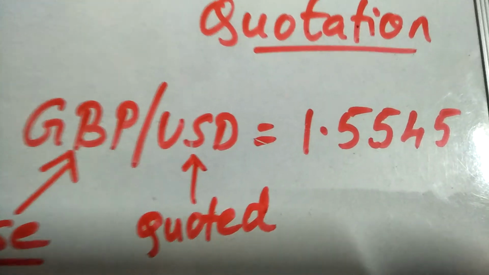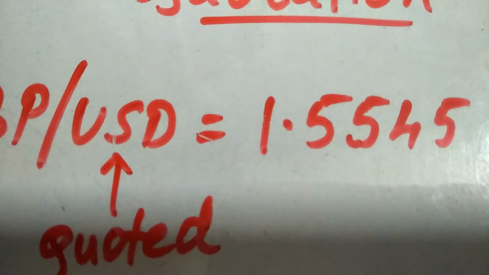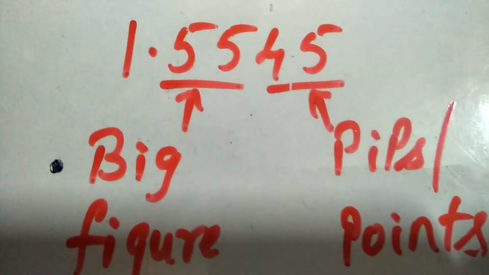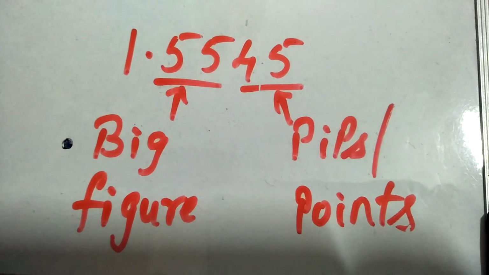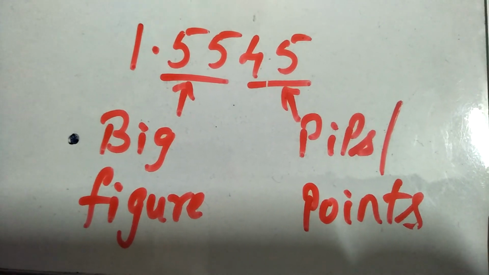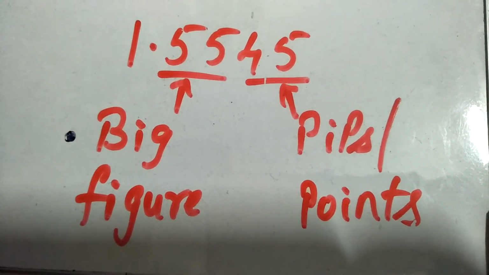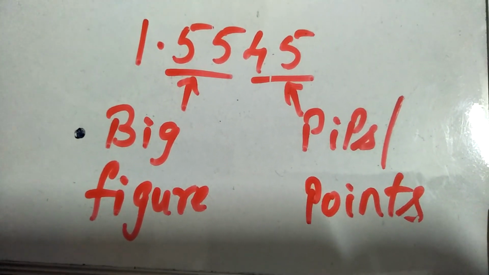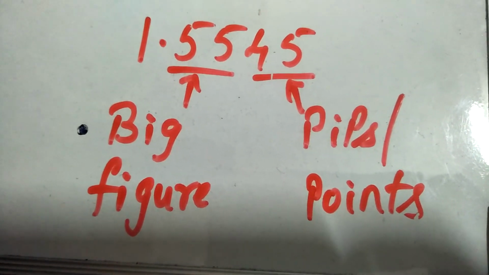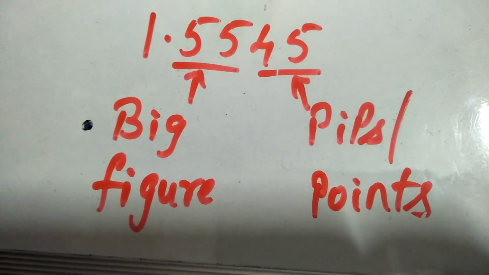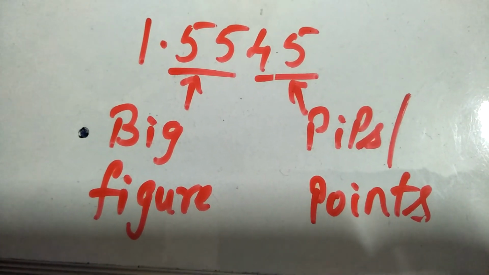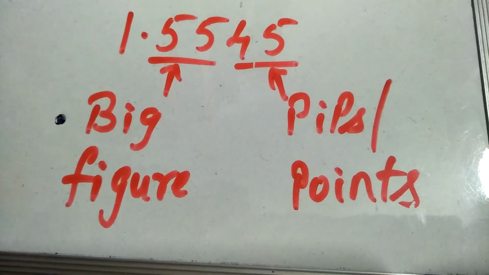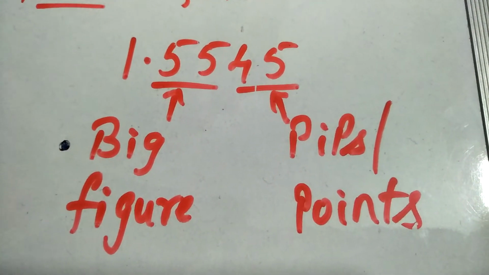Now again, let us look at this figure of 1.5545. Why are there 4 decimals? To understand this, 1.5545 is the value of 1 pound. Here, after the decimal point, the first 2 digits, in this case 55, are called the big figure, because it rarely changes. There is rare variation in this figure. However, the third and fourth digits are called pips or points because they are continuously moving.